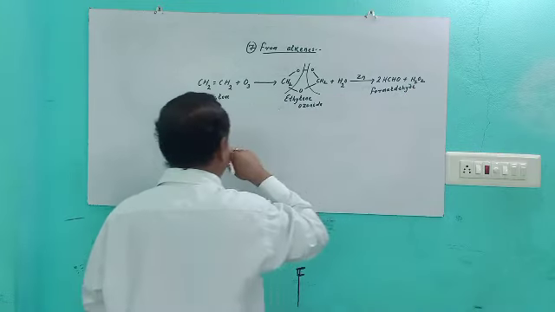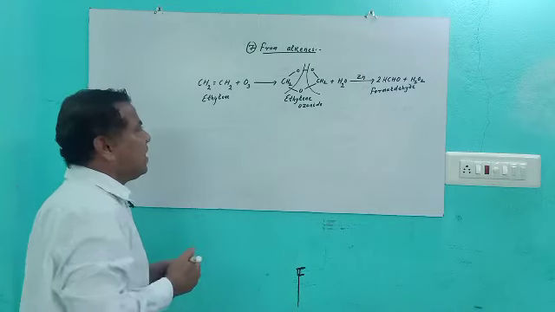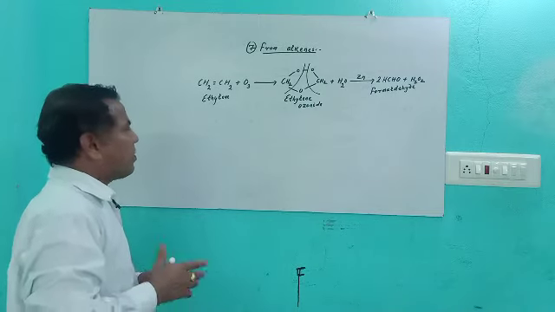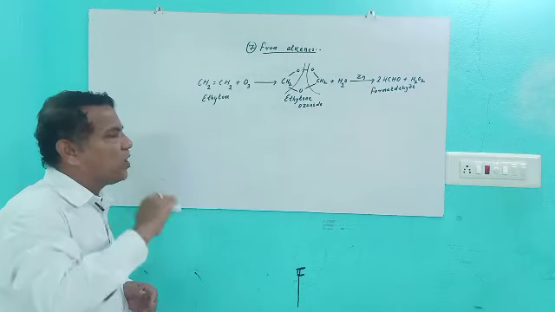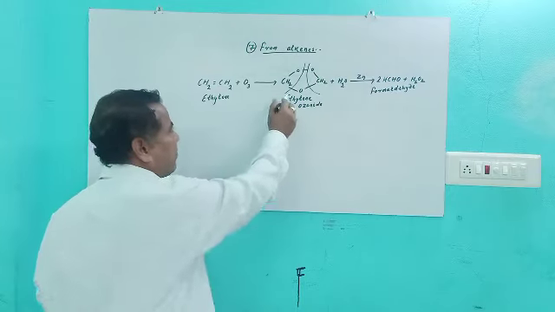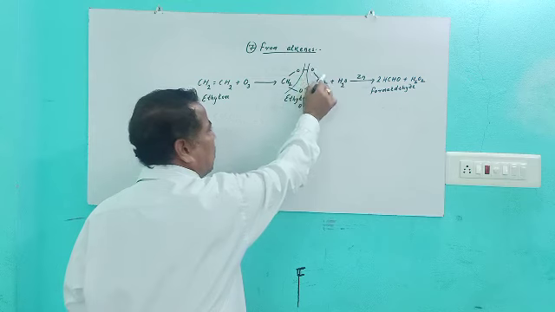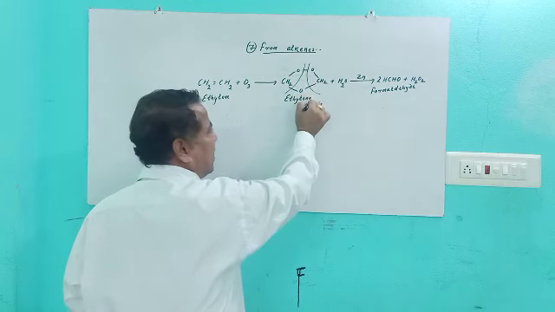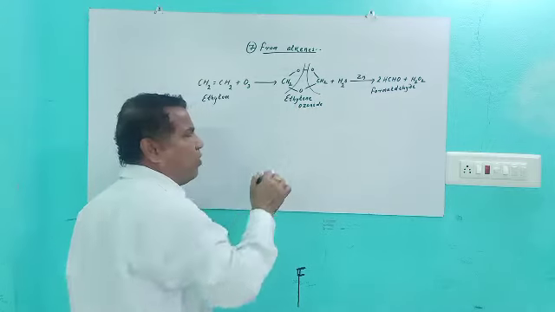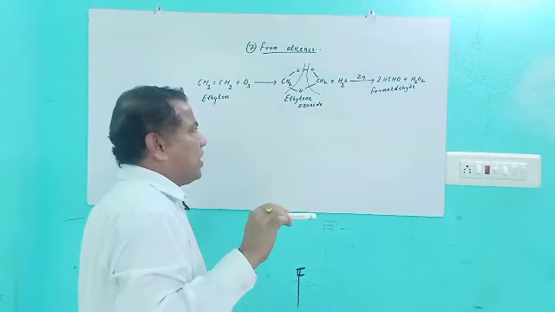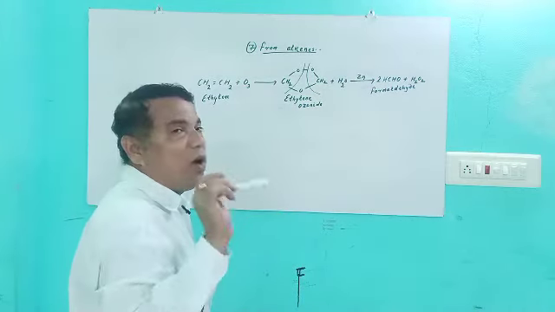Formaldehyde can be prepared when ethylene is treated with ozone. An unstable cyclic compound, ethylene ozonide, is formed: CH2-O-CH2-O. Ethylene ozonide is an unstable compound, and on hydrolysis in the presence of zinc, it forms two molecules of formaldehyde.